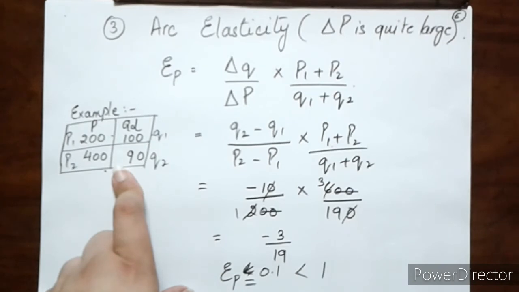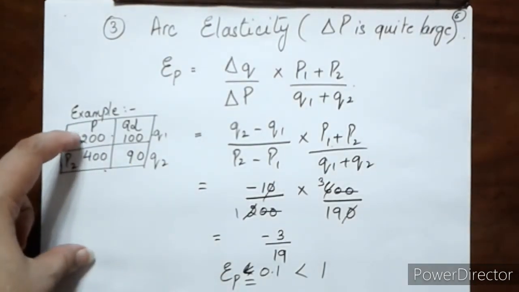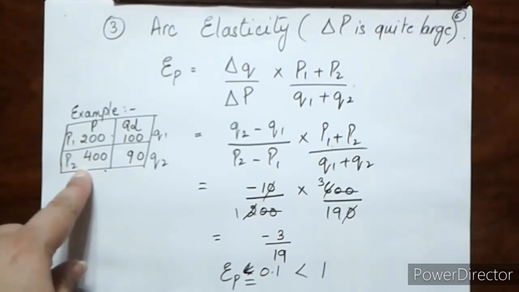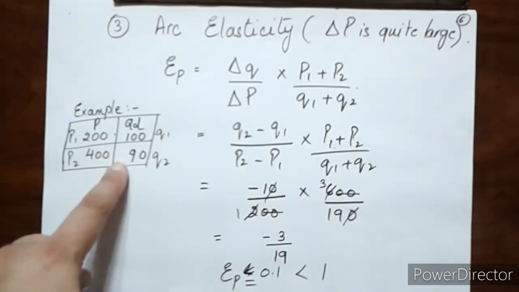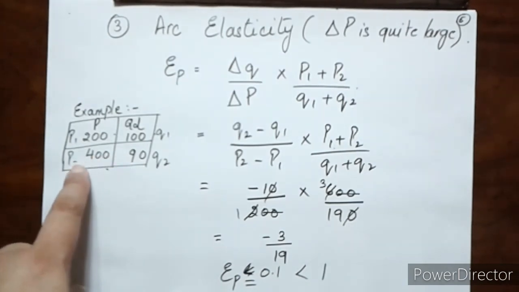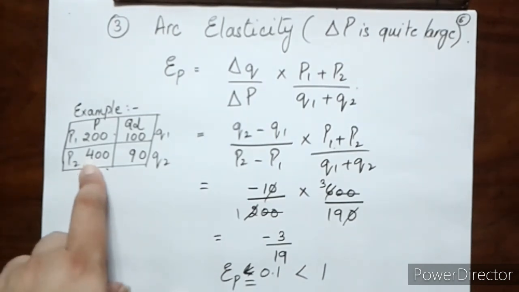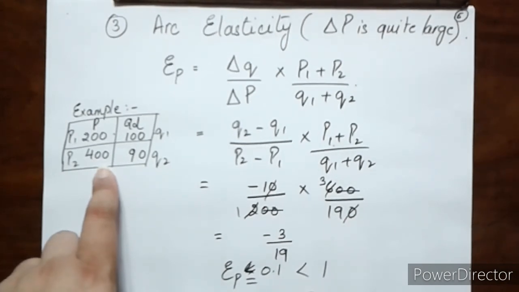So this is less elastic, and it was very obvious here. The price doubled from 200 to 400. The percentage change in price was much more than the percentage change in quantity demanded. Only 10% quantity demanded changed, whereas the price change was 100%. It doubled up. So our price elasticity of demand came out to be less than 1, which is less elastic in this particular example.